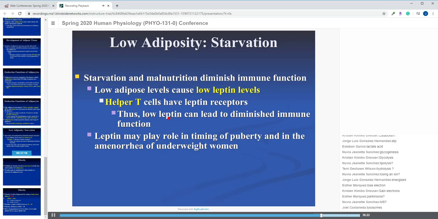Evidence also suggests that leptin may be involved in regulating the onset of puberty in females, and also the cessation of the menstrual period, which is known as amenorrhea, in females who are thin and underweight.